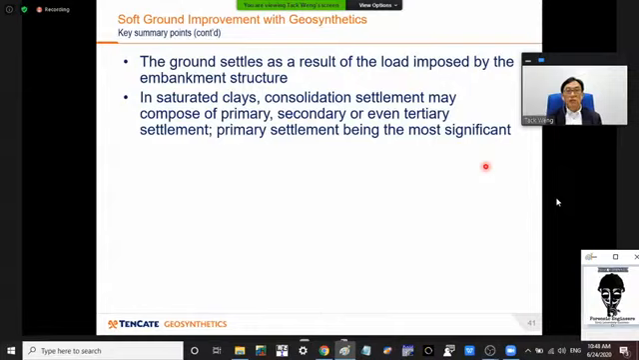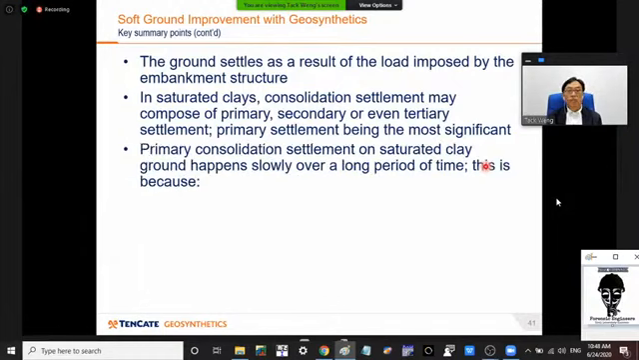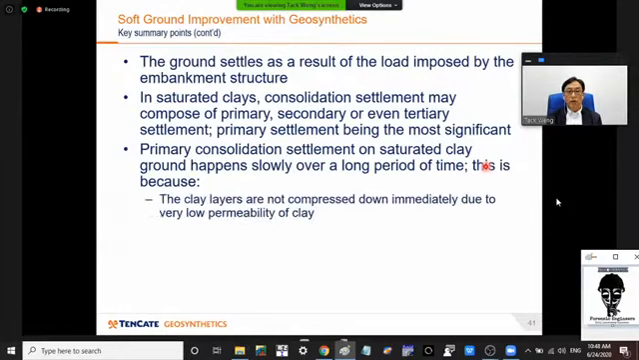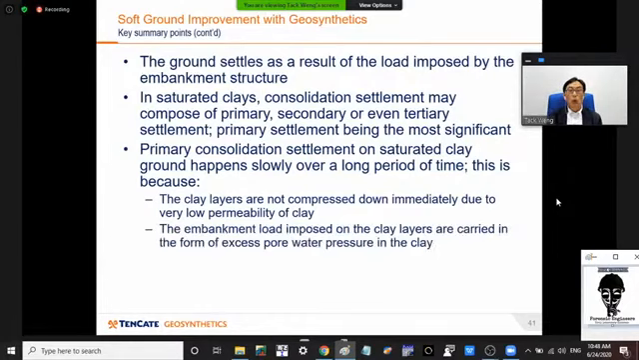The ground settles as a result of the load imposed by the embankment structure. In saturated clays, consolidation settlement may comprise primary, secondary, or even tertiary, but primary settlement is the most significant. Primary consolidation settlement happens slowly over a long period of time, because the clay layers are not compressed down immediately. The load is taken up by the pore water in terms of excess pore water pressure, and it is dissipated only very slowly because the permeability of clay is very low.